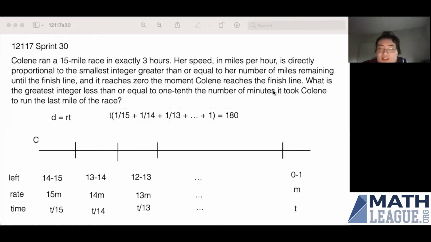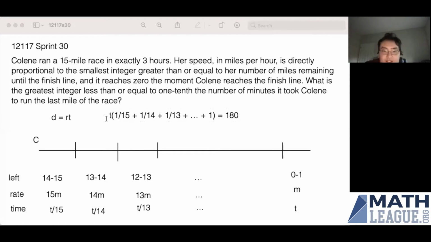Well, what did we call that? The time it took Colene to run the last mile of the race, we called it t, right? So now we can just solve for what general interval t lies in, between what two multiples of 10 it lies. And this is really the crux of the problem, because it involves testing out multiples of 10. So at this point, we're kind of left to guesstimate. Would t equals 60, for example, work? Perhaps, but let's test it out.